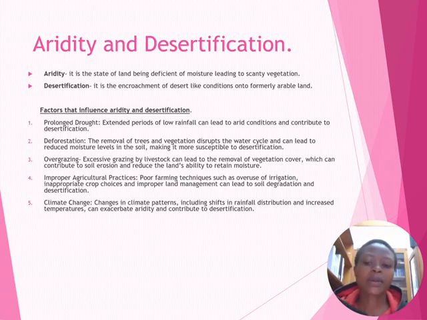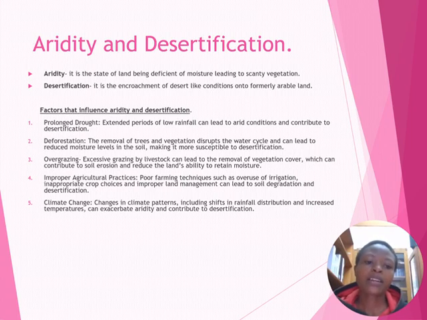Number one, prolonged drought. It is an extended period of low rainfall that can lead to arid conditions and contribute to desertification. We also have deforestation, which is the removal of trees and vegetation, disrupts the water cycle, and can lead to reduced moisture levels in the soil, making it more susceptible to desertification.